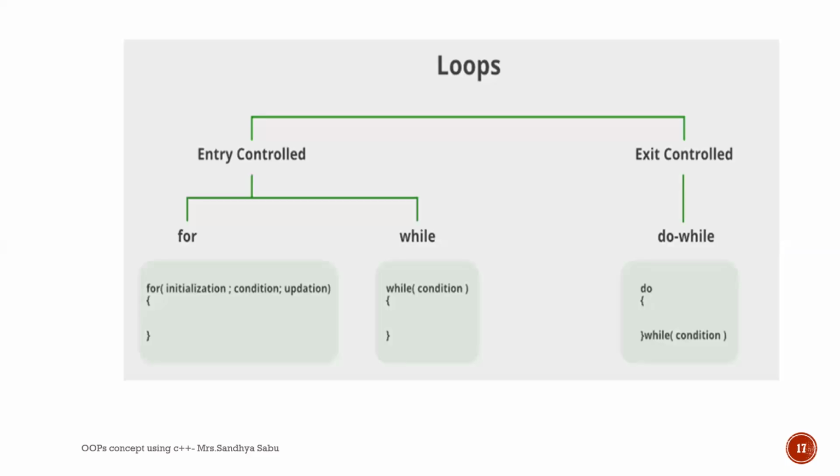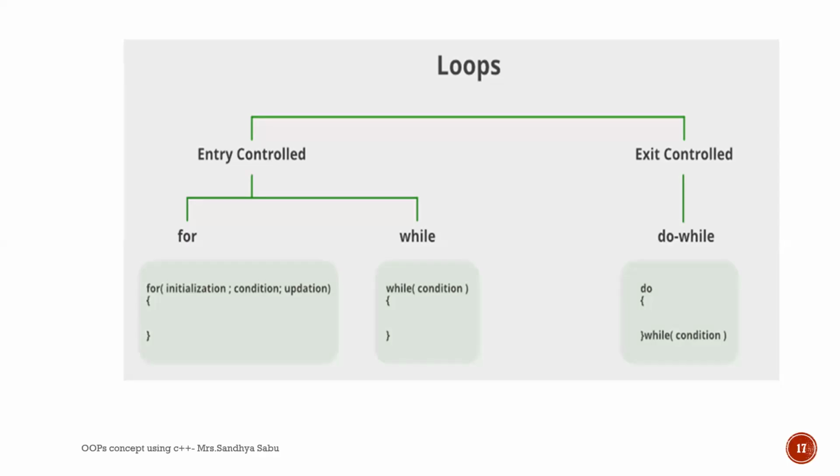Here is the syntax for while, for, and do-while. The for loop has three parts: initialization, condition, and updation. In the initialization part, we declare the variables with initial values. Based on the condition, we decide what is going to be executed, and that condition is mentioned here. And updation can be either a decrement or increment operator.